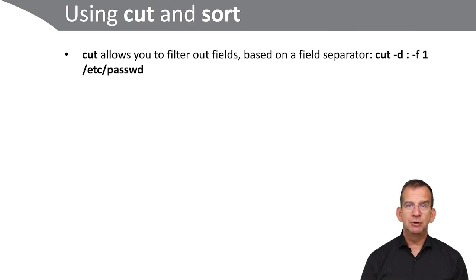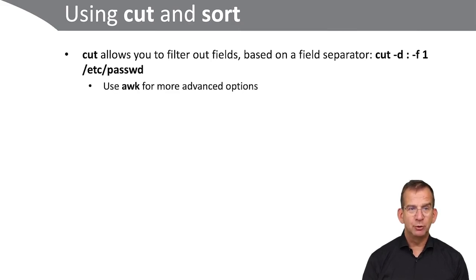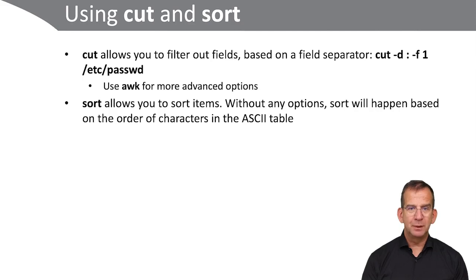The -d colon is to tell cut that it should use the colon as a field separator, because that's not something that's obvious. So many of these utilities, that goes for awk as well, really need you to tell them what the field separator is. Now cut is nice, there's also awk. Awk can be used for more advanced options. That makes it a little bit more complicated as well. Next I want to talk about sort. Sort allows you to sort items. Without any options, sort will happen just based on the order of characters in the ASCII table.